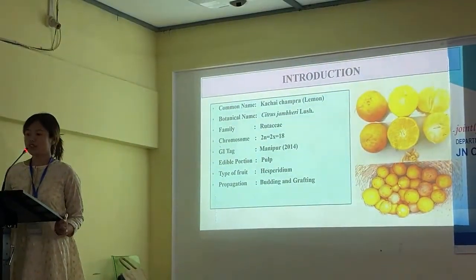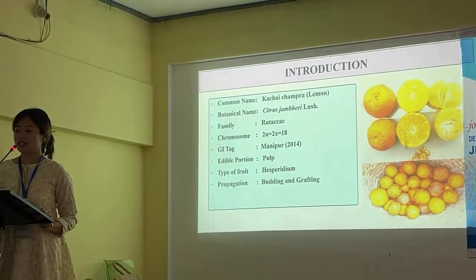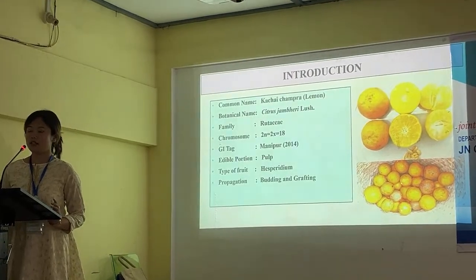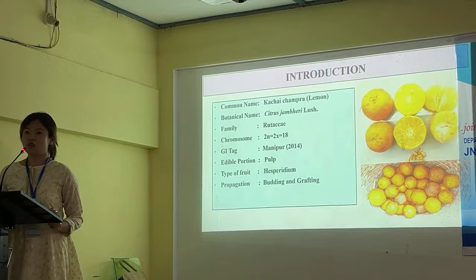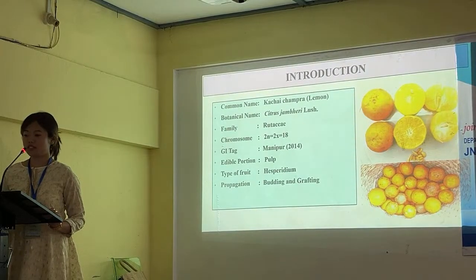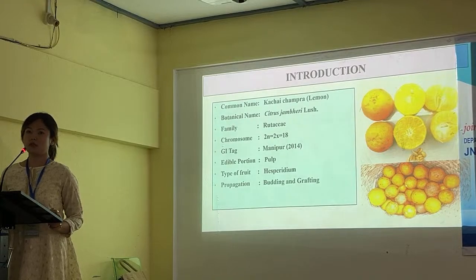Coming to the introduction, Kachai lemon's scientific name is Citrus jambhiri, and it belongs to the family Rutaceae. The chromosome number is 18, and it got the GI tag of Manipur in 2014. The edible portion is pulp, the type of fruit is hesperidium, and the mode of propagation is vertical grafting.